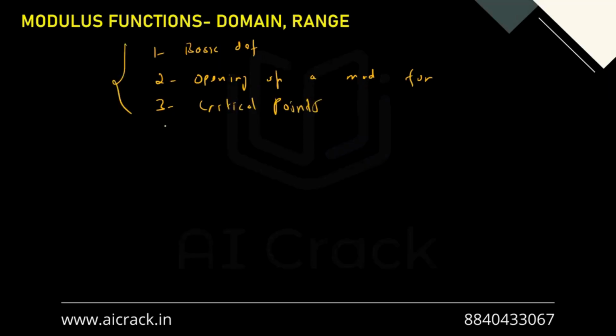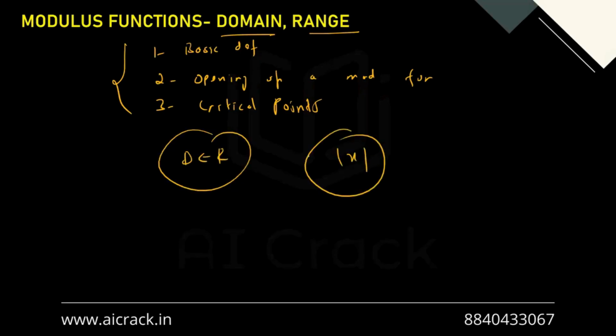Right, we have studied these three things. Let's add domain and range to this one as well. Okay, so what about domain? Domain belongs to R. Why? Because modulus x can take any value, positive, negative, irrational, rational, anything. It can take any value. That's why domain becomes R.